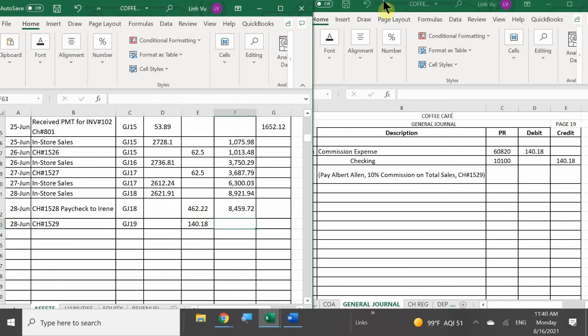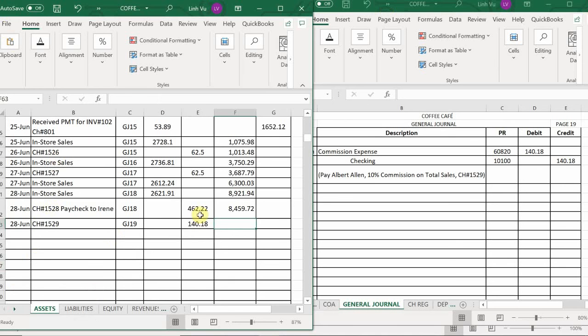Okay. So therefore, how much cash should we have left at the end of the day? That's wrong, I think. I didn't subtract. 8,459.72 minus 140.18. 8,319.54. Excellent. 8,319.54 is the grand total.